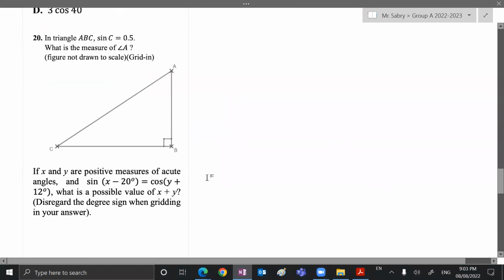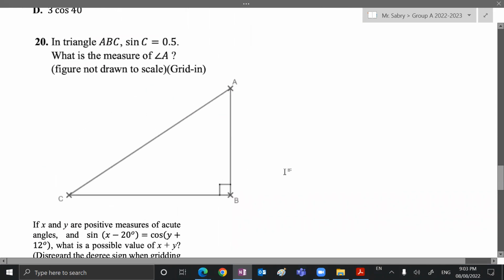Now moving on to number 2 in the question. In triangle ABC, you're given already the sine of the angle C, and you're given that the sine of angle C equals 0.5. Now, we know about the sines and the cosines that they are fractions. So let's change this to a fraction just to keep it in the form that we're used to, which is 1 over 2.